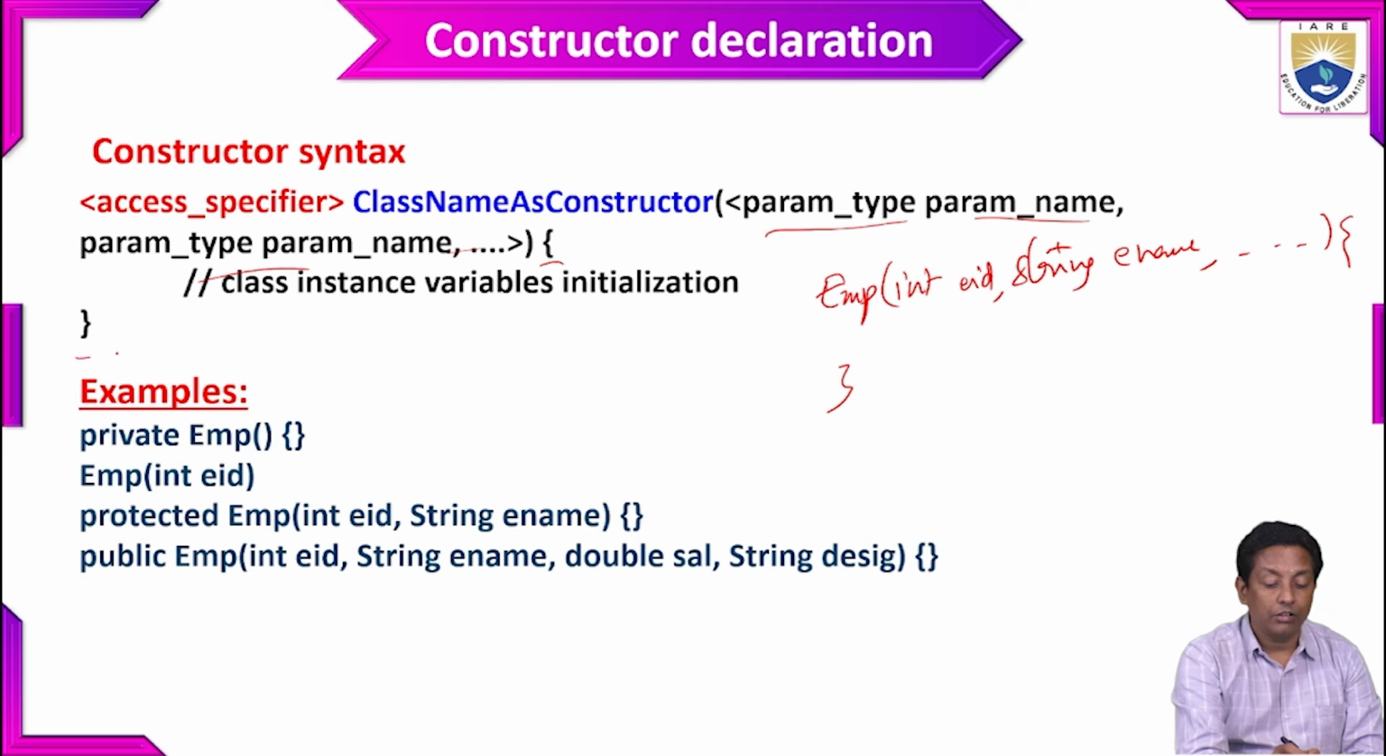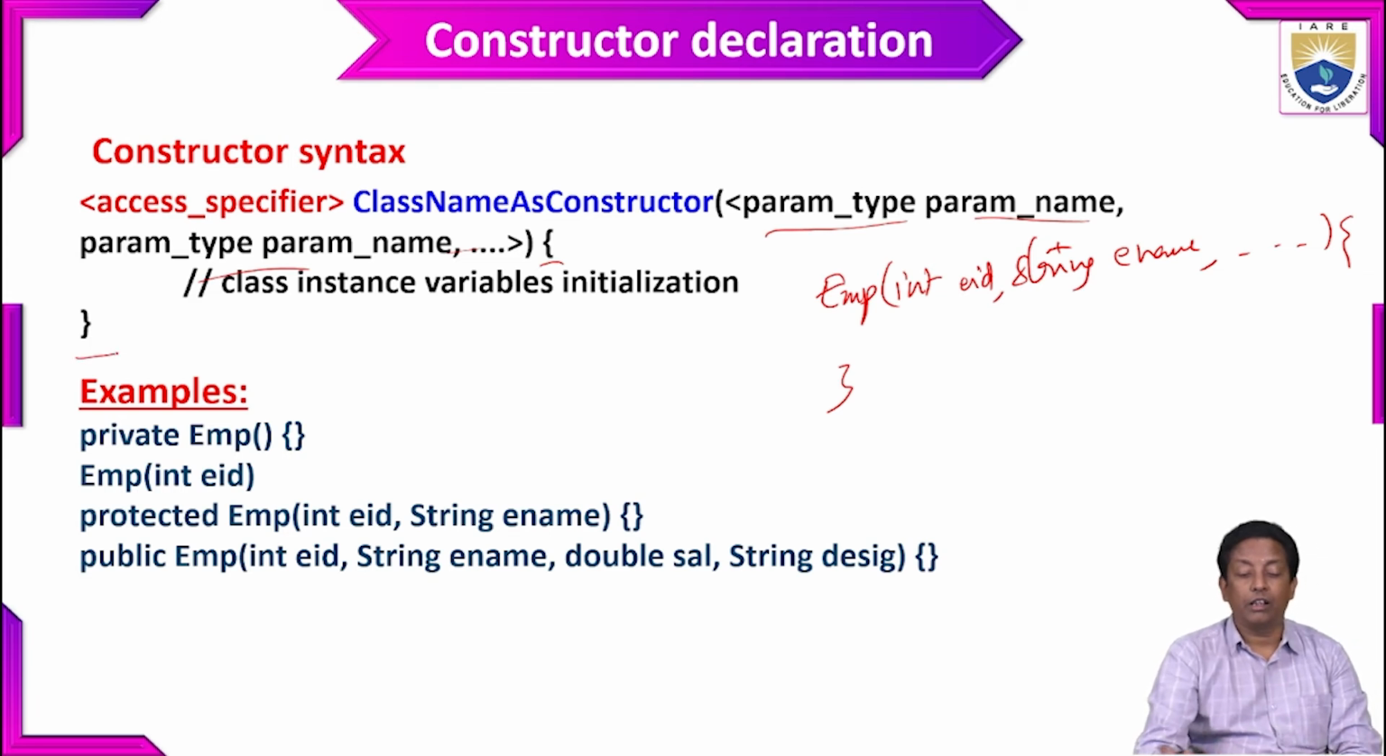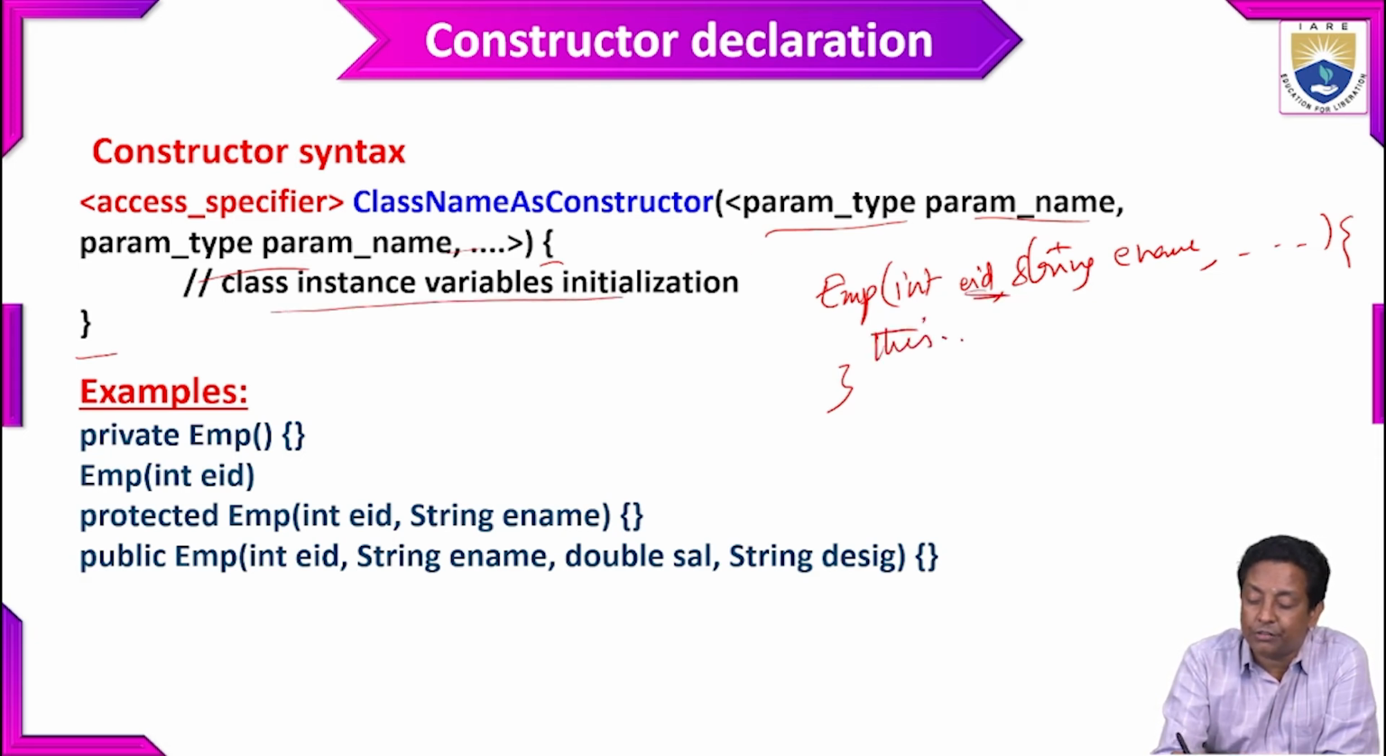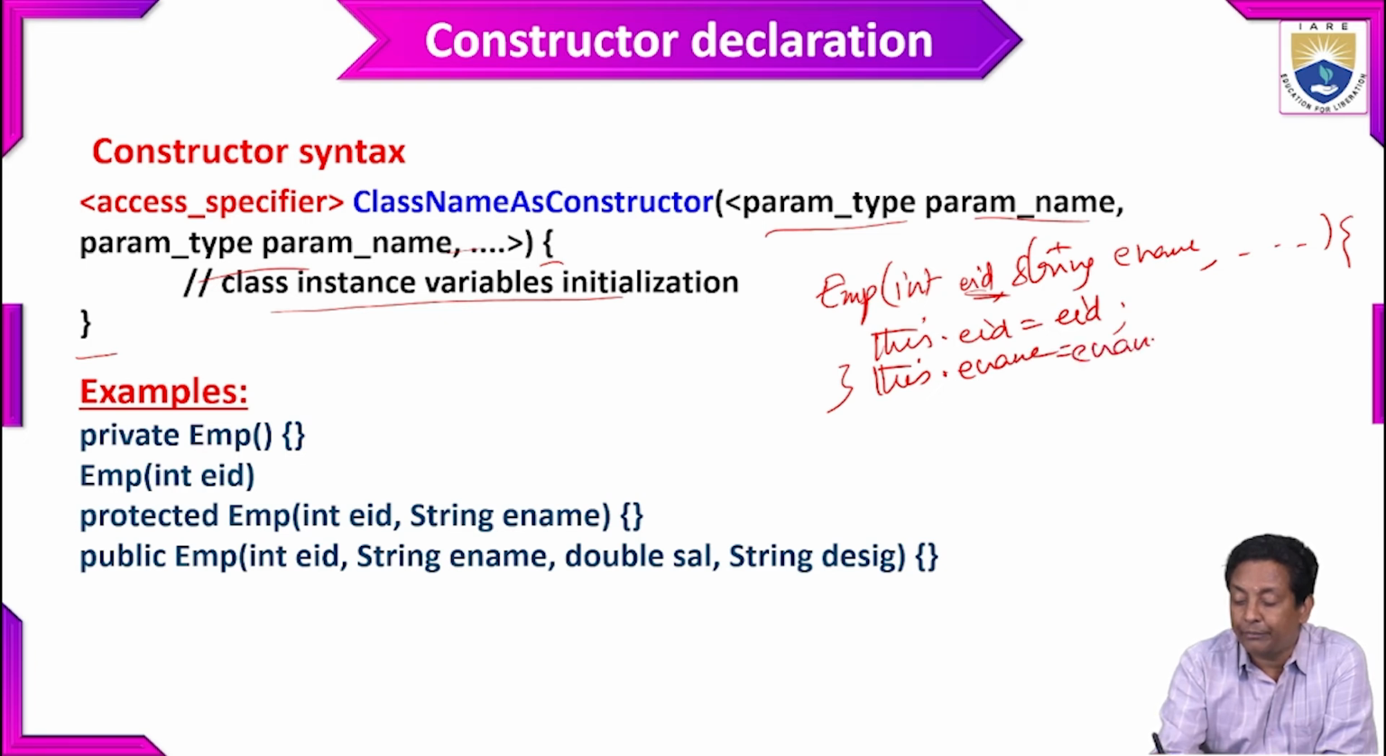And after that, open a curly bracket. Inside the curly bracket, you declare all the class instance variables. And then you assign these values to the class instance variables. Suppose the Employee class is having employee name, you assign this employee name to the class instance variable employee name. Employee name is equal to employee name.